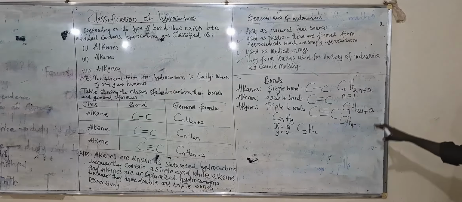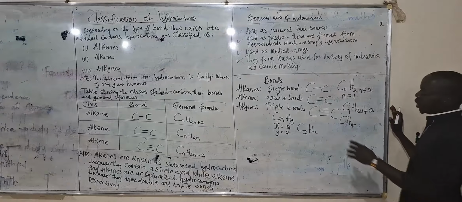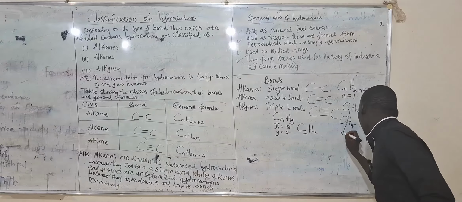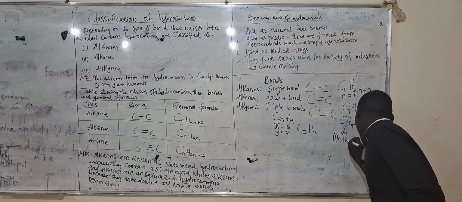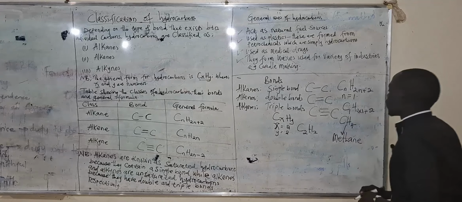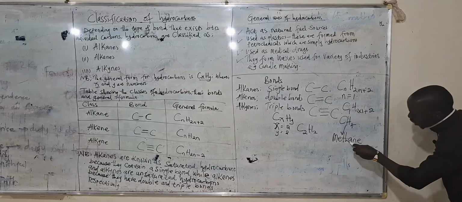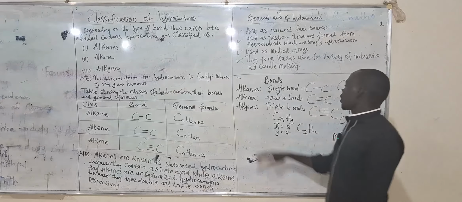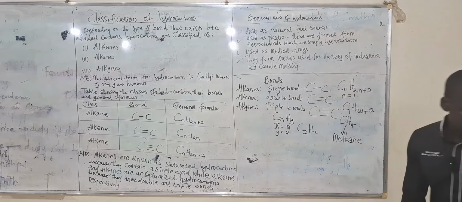We're going to see how we can name this thing, but this thing is simply called methane. We're going to talk about this one ahead. So simply, you see "A" here, that is a clear indication that what I'm dealing with here is alkanes. So that is for alkanes.